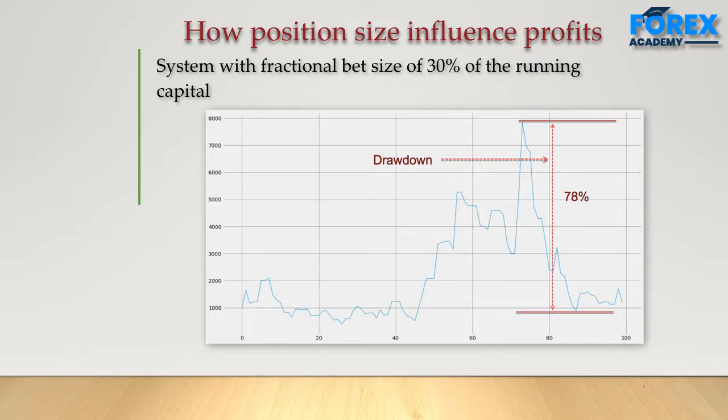Finally, on the slide we use a bet size that's 30% of the running capital. This trade size not only does not raise profitability, but it heavily reduces it, with a final trading balance of about $1,200. Its maximum peak goes close to $8,000, and worse, its observed max drawdown goes to 78%.